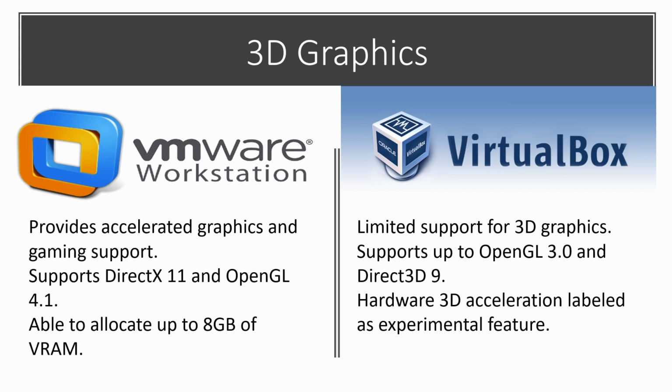On the other hand, VirtualBox has limited support for 3D graphics. It only supports up to OpenGL 3.0 and Direct3D 9. This feature of VirtualBox has been labeled as experimental hardware 3D support. For this feature, VMware Workstation Pro clearly provides better 3D graphics support.